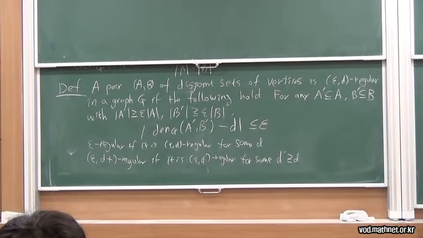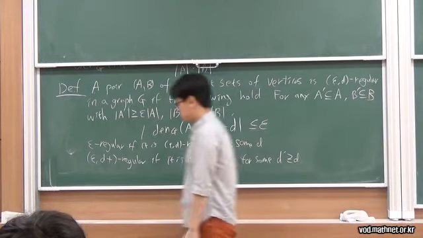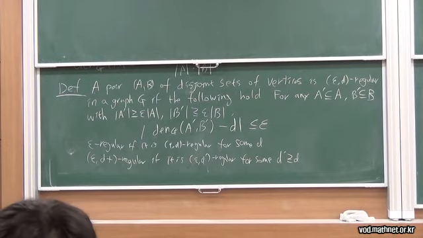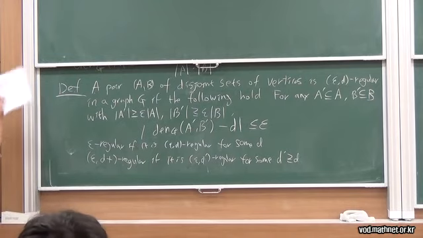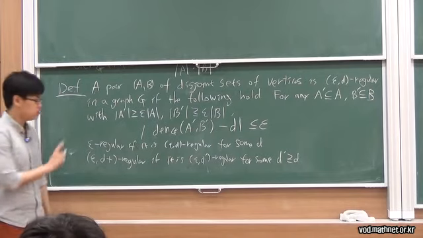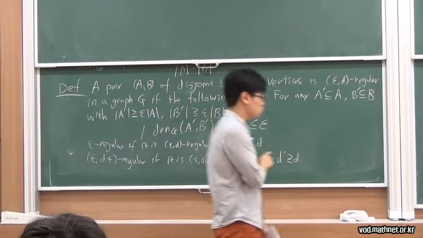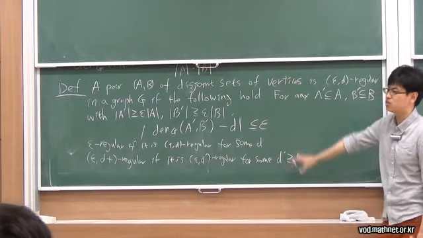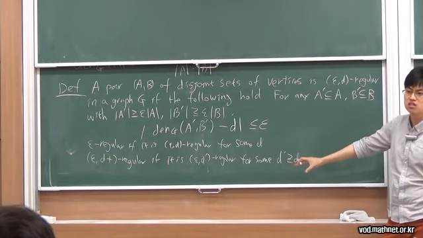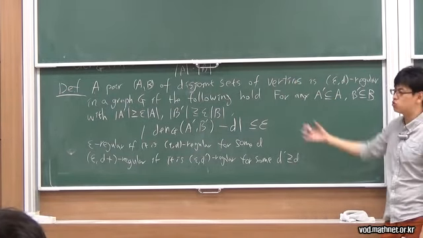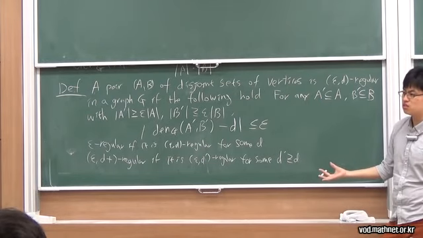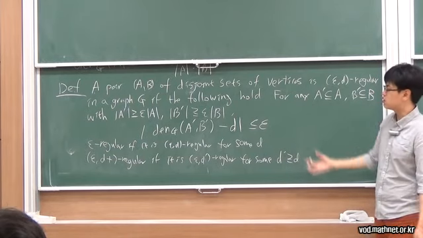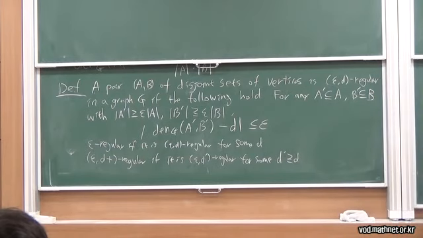So we define this epsilon regularity. Then if this were to be useful for us, we need to prove two things. One, we need to show that this concept is useful for graph embedding. Once we have some structure with this epsilon regularity, we should be able to use it for the graph embedding problem.